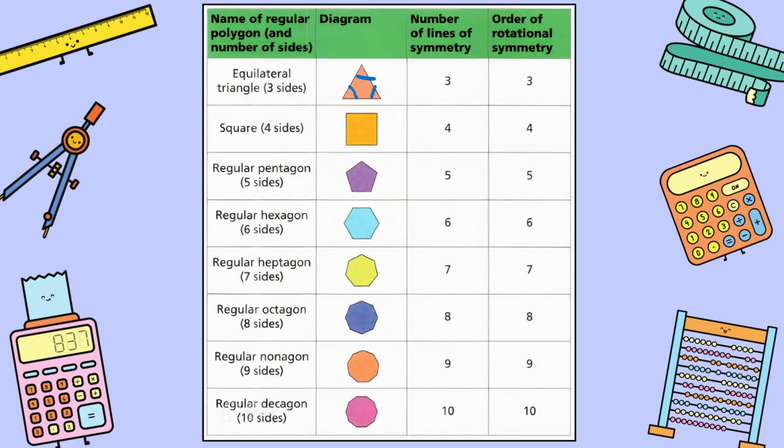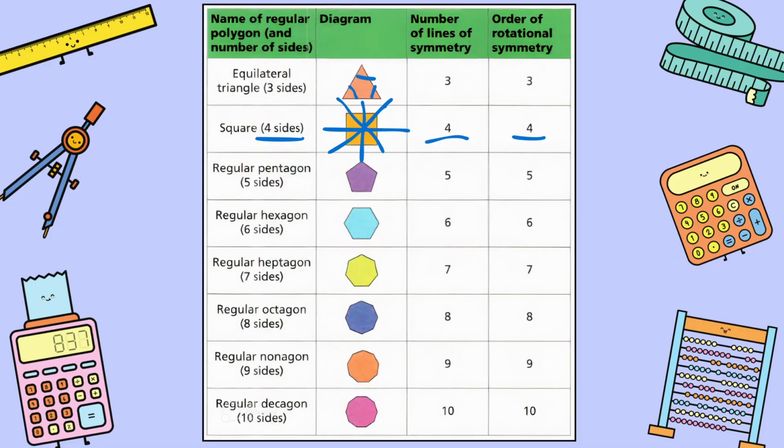So a square has got 4 lines of symmetry. But before we go there, a square has got 4 sides. So a shape which has got 4 sides that are all equal is called a square. Now let's move on to number of lines of symmetry. So lines of symmetry, we have 1, 2, 3, 4. Then order of rotation is 4.